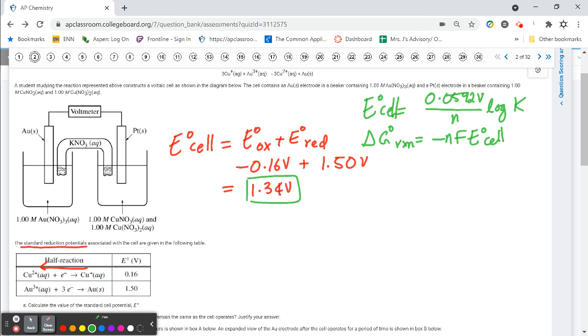And the negative sign is showing that that energy is leaving your system. Okay, so you have methods to find three different variables from an electrochemical question: the E cell specific to the voltaic cell, the equilibrium constant, and delta G for that reaction. Okay, this is how things are connected to each other. Now let's look at part B.